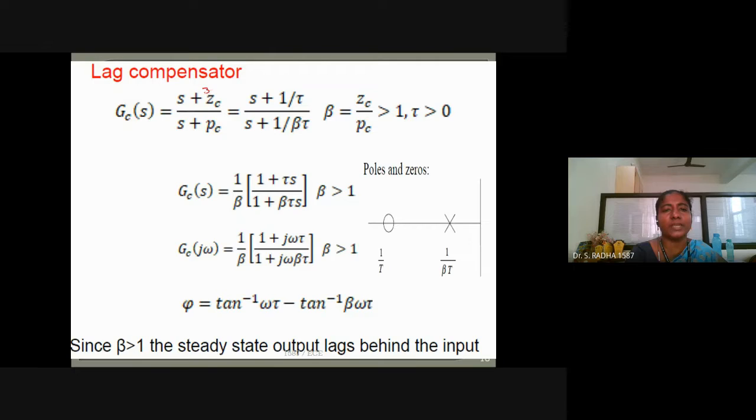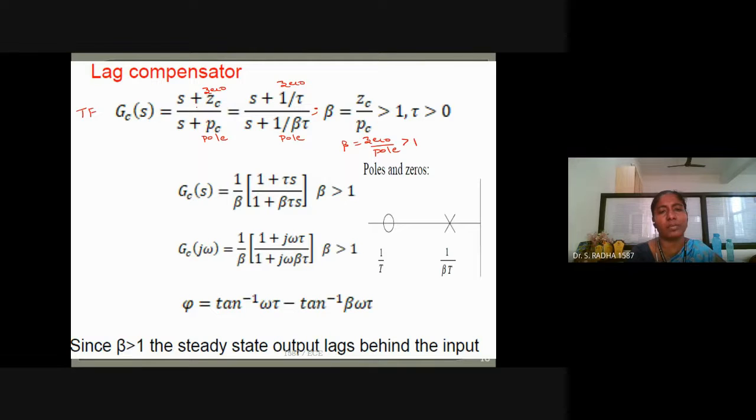Numerator s plus 0, denominator we have pole, and 0 is 1 by tau. In the place of alpha, now we are using beta. Beta is nothing but 0 divided by pole, and the beta value is greater than 1. In a lag compensator, the alpha value is less than 1; here, beta is the constant and its value is greater than 1. This is the transfer function.